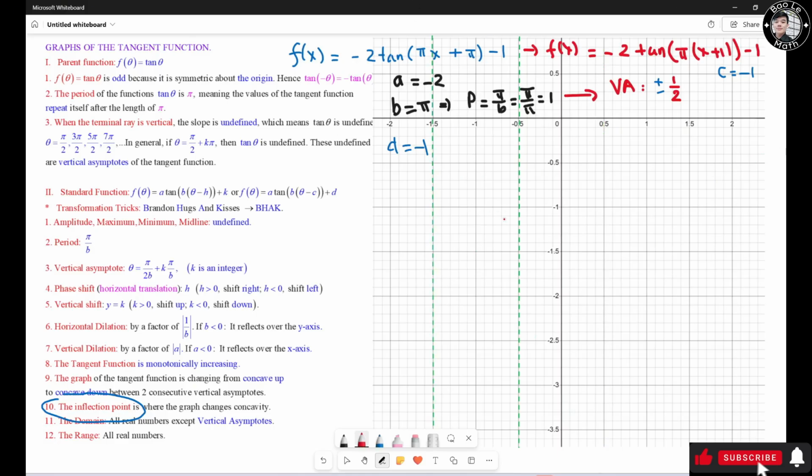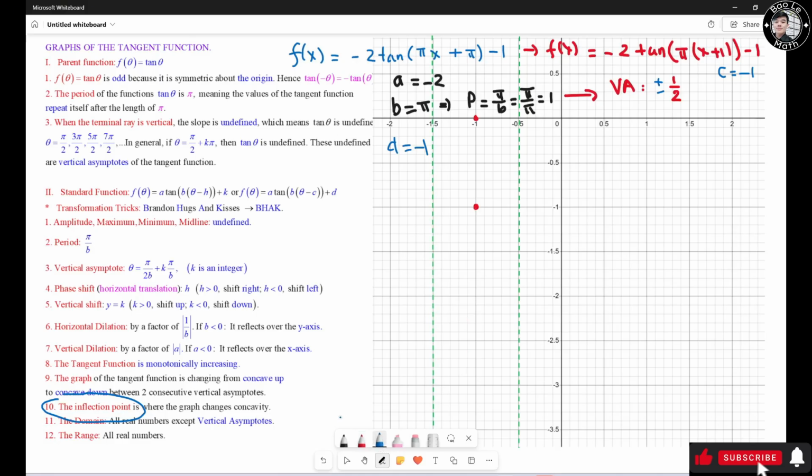Next, we're going to check for the inflection point. The inflection point is the point on the x-axis between 2 vertical asymptotes. So the inflection point is going to be right here. Now because there is a vertical shift down 1 unit, the inflection point must be shifted down 1 unit, so it turns out to be right here. So this is the inflection point.